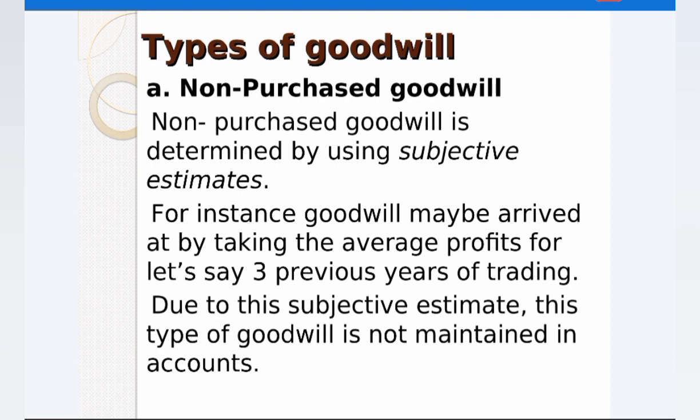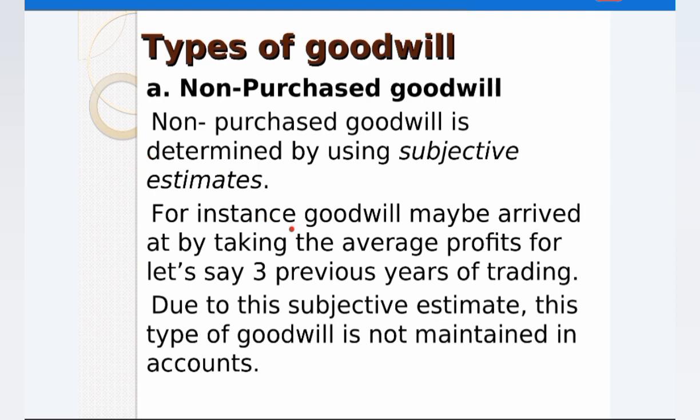So the various types of goodwill will be able to tell us how we can estimate the cost or the value of this goodwill. And we have two types of goodwill. We have what we call the non-purchased goodwill and the purchased goodwill. When we talk about the non-purchased goodwill, it is that goodwill which we estimate by, and we are very careful in using these terms, subjective means, or it is determined by subjective estimates.